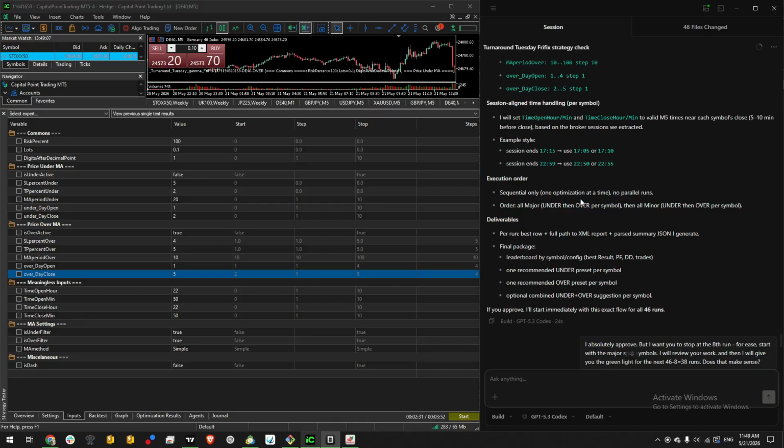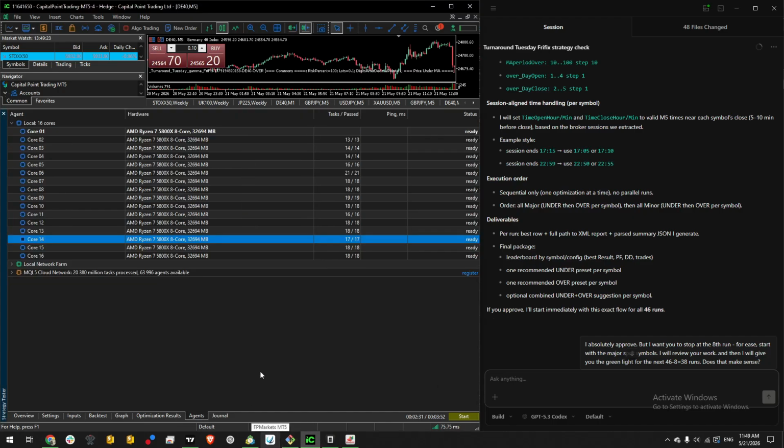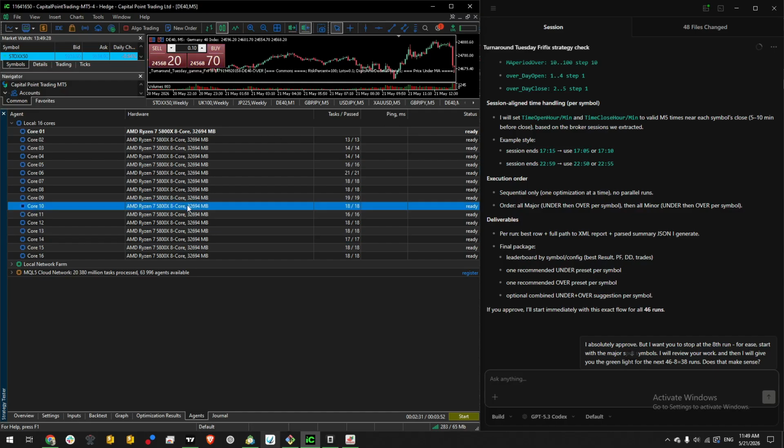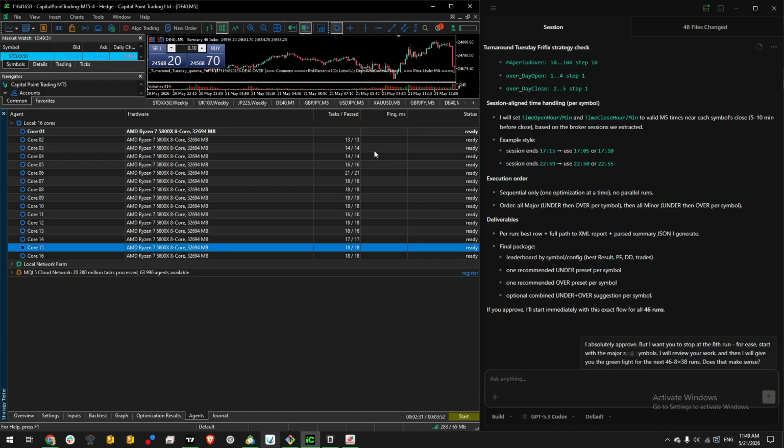I have a Ryzen 7, I think. Yeah, I have 16 cores, so it's not that powerful. Yeah, I can actually see it here. Yeah, 7 5800. It's kind of good enough, but not perfect.